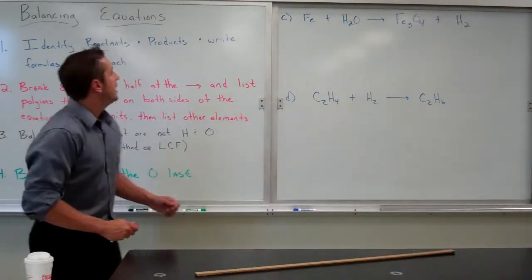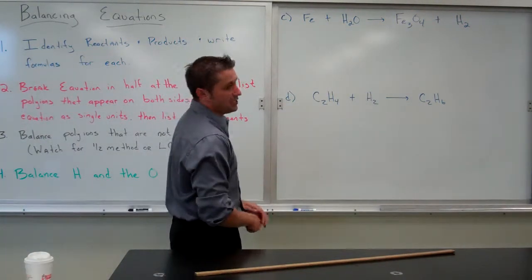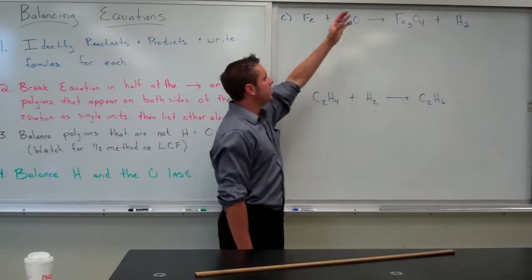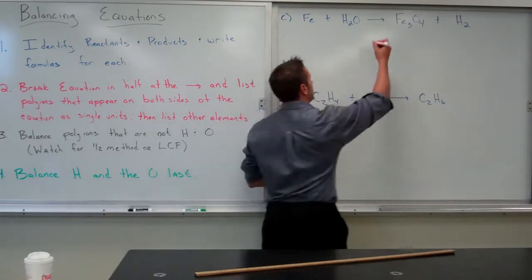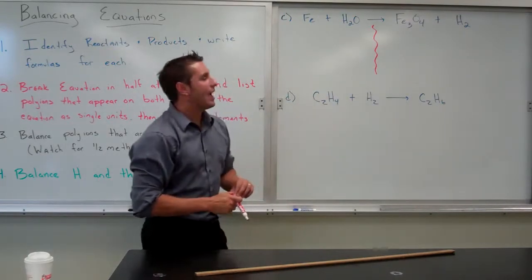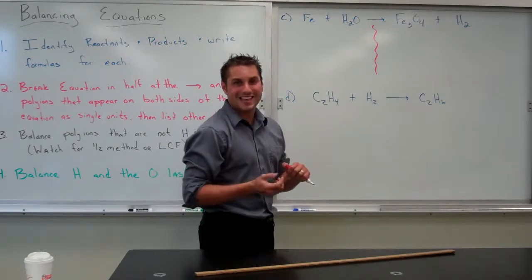Letter C says, Fe plus H2O yields Fe3O4 plus H2. So we'll follow our steps. First step says, write formulas for each, we are good. Step 2 says, break it in half, down the middle, list the polyions that are on both sides. I don't see any polyions, so we go and we list the elements.